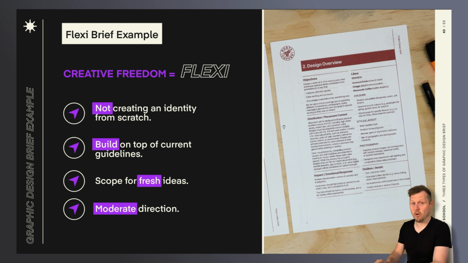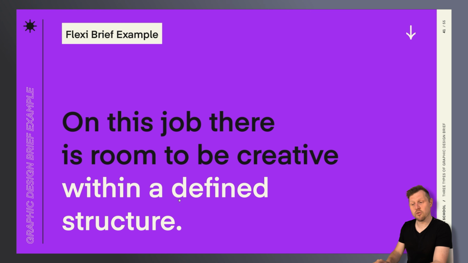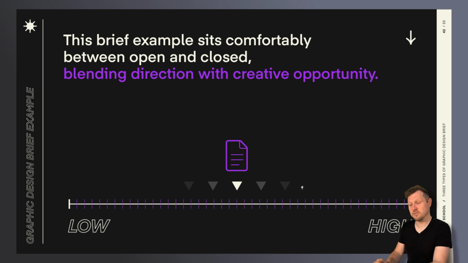So this is a great example of a Flexi Brief. On a job like this, you wouldn't be creating an identity from scratch, but you'd be building on top of current guidelines. There is scope for fresh ideas, and it has moderate direction. On this job, there is room to be creative within a defined structure. This brief example sits comfortably between open and closed, blending direction with opportunity.